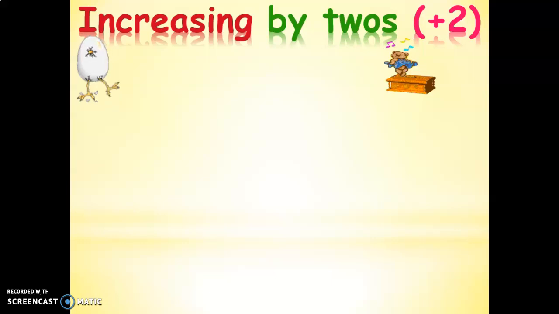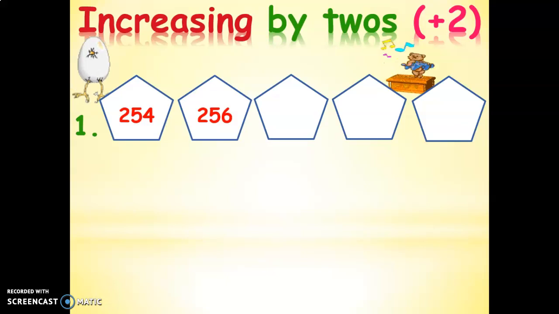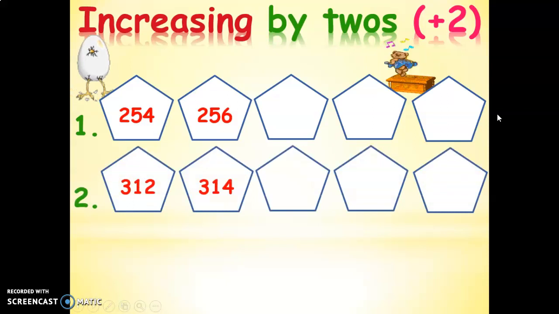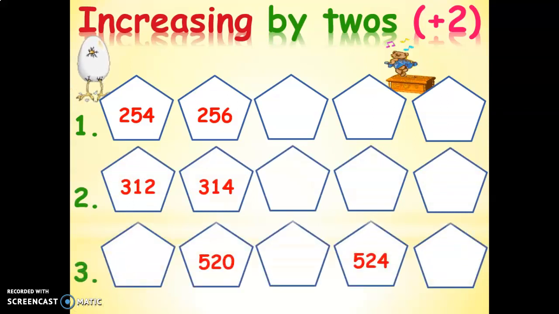If you do understand increasing by 2's, again you have to do plus 2. Try to answer this short drill. What do you think are the missing numbers to complete this number sequence? Answer number 1, and then number 2, and then number 3. Try to think of your answer. If you are ready, we can now see the correct answers.